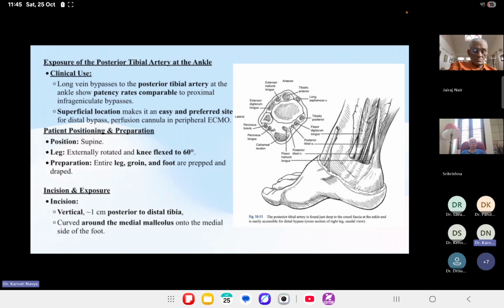Patient positioning and preparation: the patient is supine, externally rotated, with the knee flexed at 60 degrees. Then the incision: a vertical incision of 1 centimeter is given posterior to the distal tibia, between the medial malleolus and the posterior gastrocnemius tendon. Then this incision is curved along the medial malleolus onto the medial side of the foot.